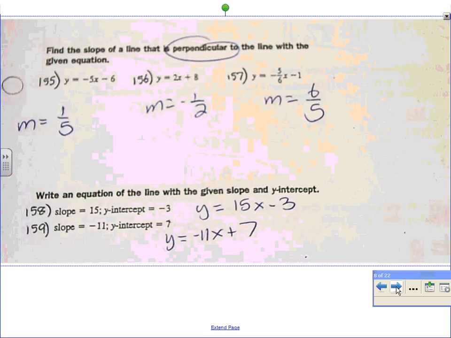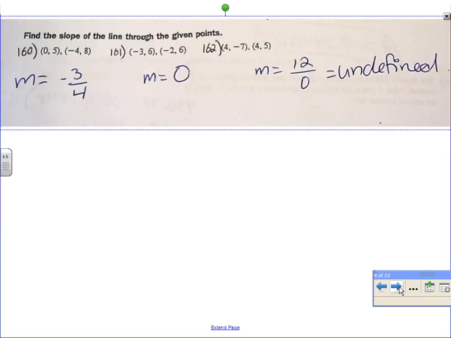Well, you're going to have to just check the recording to check yours. Okay. Okay, 160, slope is negative 3/4. 161, 0. 162, undefined. Please make sure tomorrow, if there's a 0 in the bottom of your slope, that you write down undefined. If there's a 0 on the top, 0 divided by anything is 0. Peyton? I thought that was a hand. Yep.